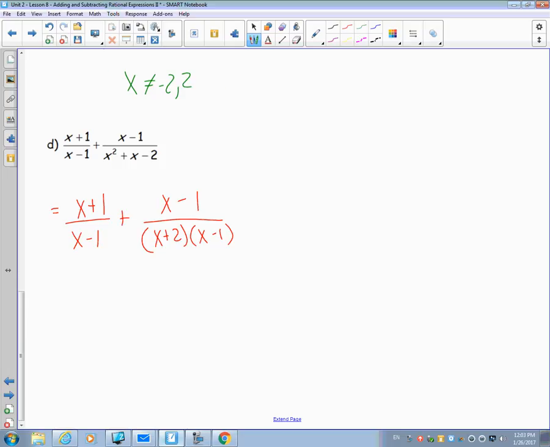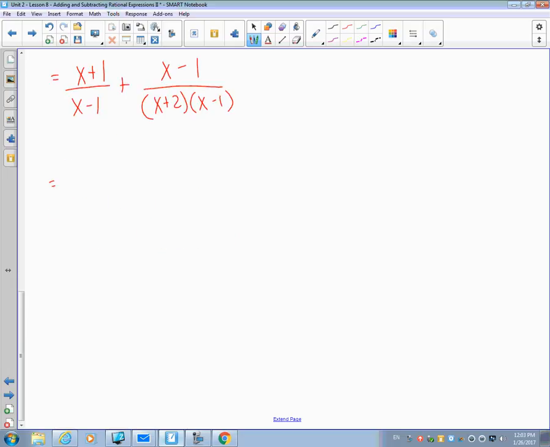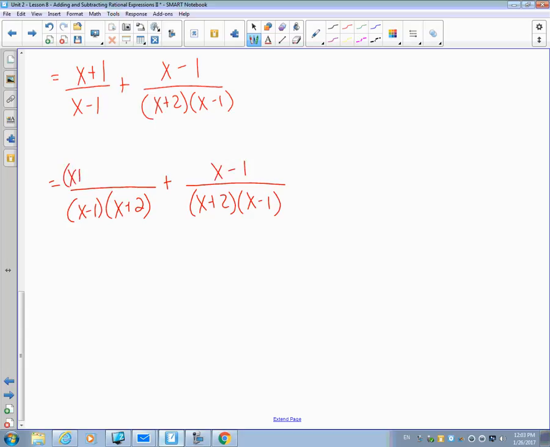So what do I need? Well, they already have something in common. They have x minus 1. All I need is the x plus 2. This one is good. It's already got the parts and pieces it needs. I don't have to touch that one. The first one, however, was missing the x plus 2. Now I can expand and simplify.